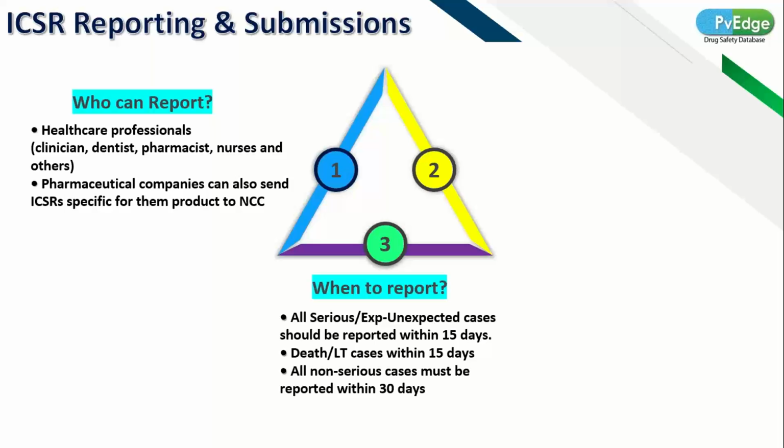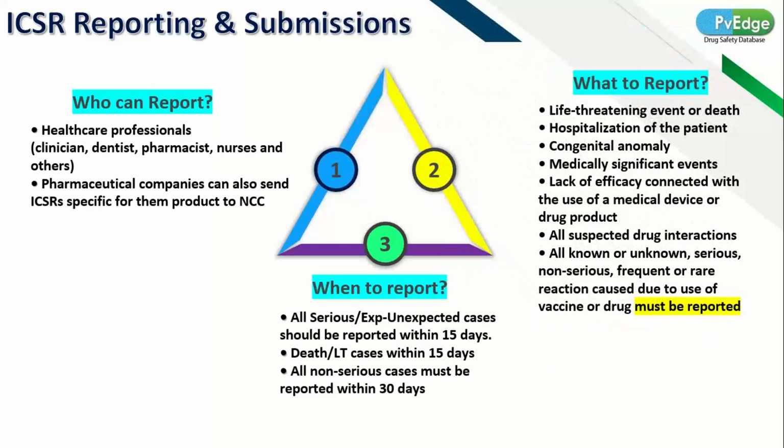All the non-serious cases are actually useful for signal analysis for the CDSCO and at the level of PvPI. Those non-serious cases should be submitted within 30 days. So what to report? All types of reports: life-threatening, hospitalization, patient care. These are nothing but the seriousness criteria. Also medically significant events, lack of efficacy cases, cases connected with the use of a medical device or drug product, all suspected drug interactions, and all known or unknown, serious, non-serious, frequent or rare reactions caused due to the use of vaccines and drugs.